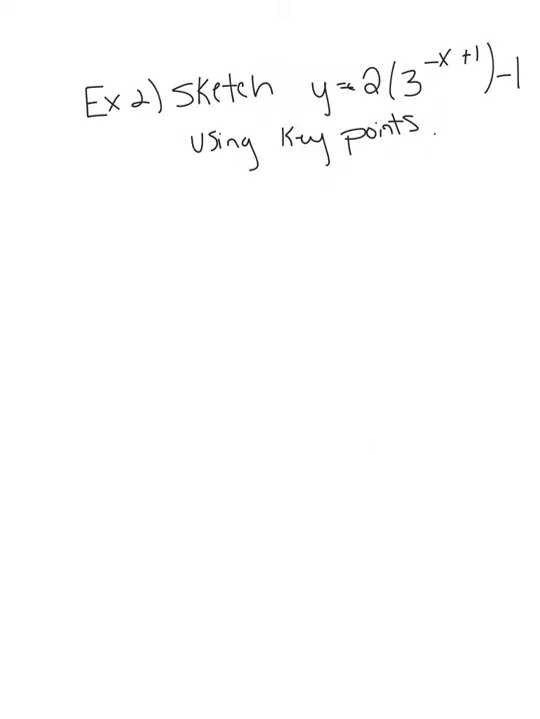In our final example for today, we are going to be sketching y equals 2 times 3 to the negative x plus 1 minus 1 using key points. So before we can start that, I do need to talk to you about b. So our b is equal to 3. That means that when we're doing our key points, we are going to be using 3 to the x as our y.